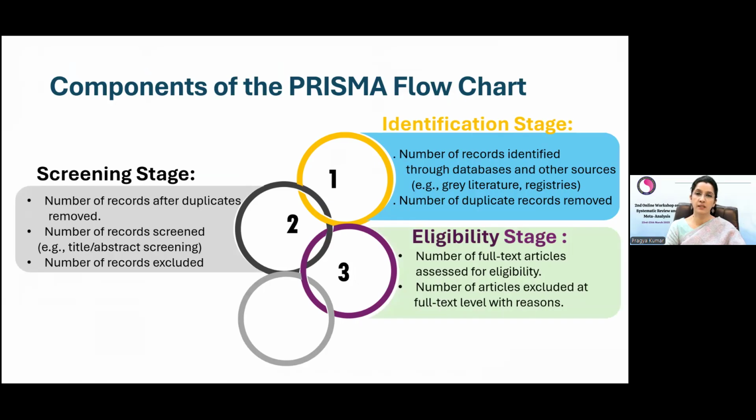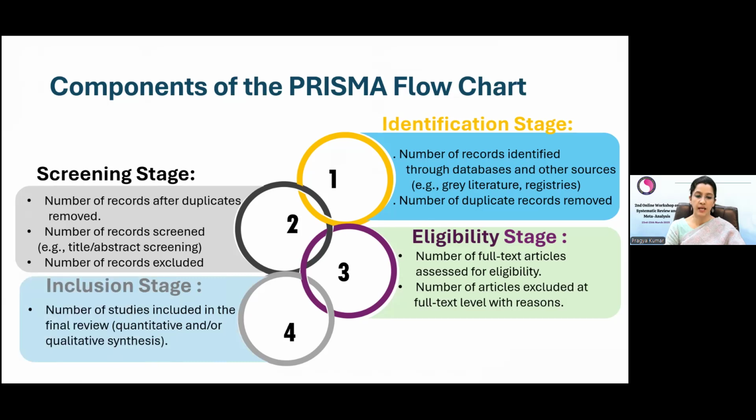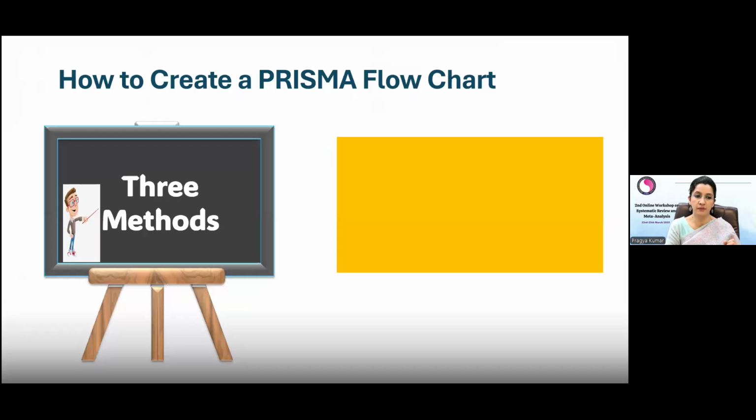You assess the reports for eligibility, and then you finally include those reports in your final analysis. That is the study, which is the unit of analysis in case of a systematic review. So how to create this PRISMA flowchart?